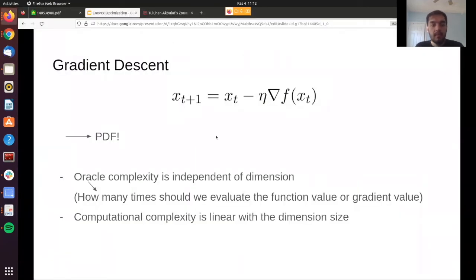As we see here, the oracle complexity, which means how many times we should evaluate the function value or gradient value, is independent of dimension. So that's why this algorithm is very useful when we are optimizing in very high dimensional spaces. However, we should not forget that the computational complexity is still linear with the dimension size, because we have to manipulate the gradients, right? The gradient vector has the size of the space.